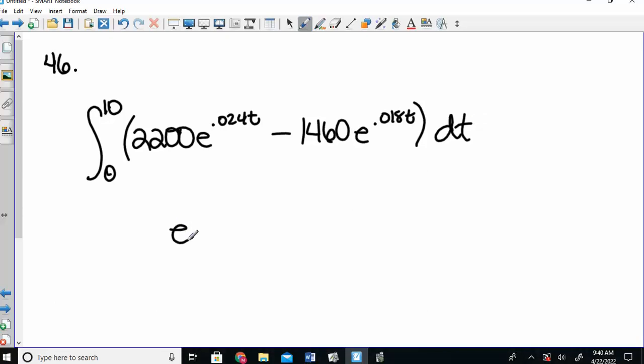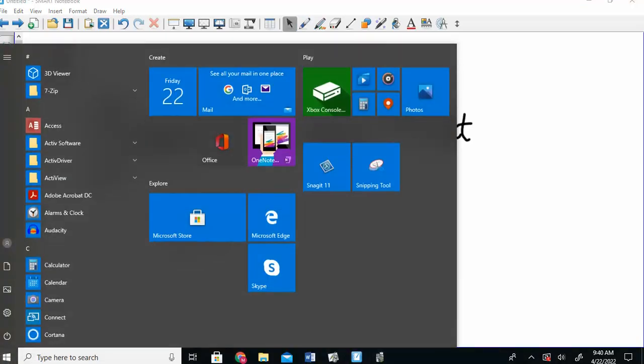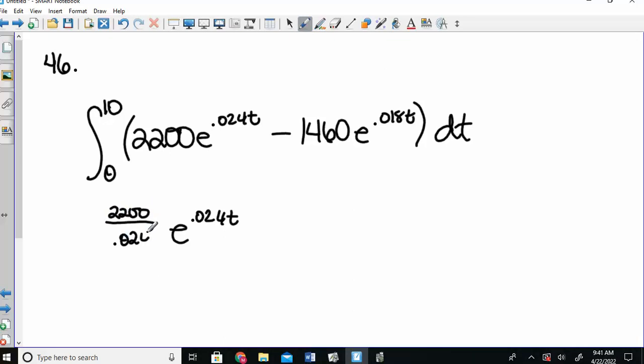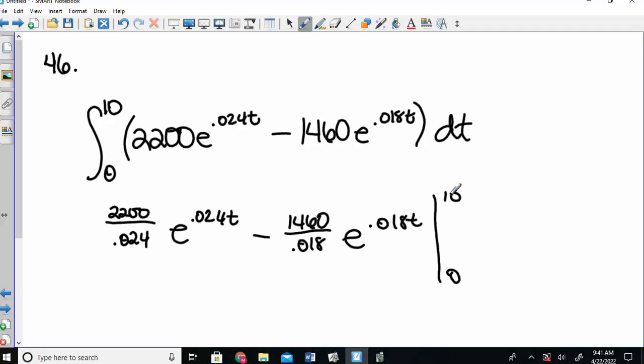When you integrate this, guys, e to a power doesn't change, but you have to think about the chain rule in reverse. That 0.024 would come down. So your coefficient would be 2200 divided by 0.024. So this one would be 1460 divided by 0.018 when we do the chain rule in reverse. And this would be another one I've integrated for you, so now all you have to do is plug in and evaluate. And then it does ask you what this represents.